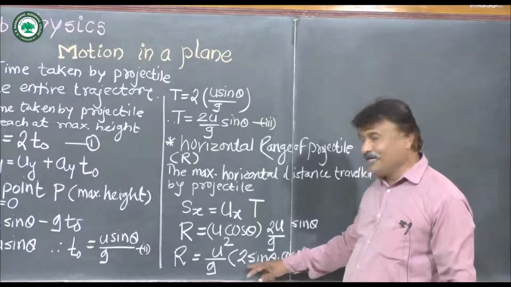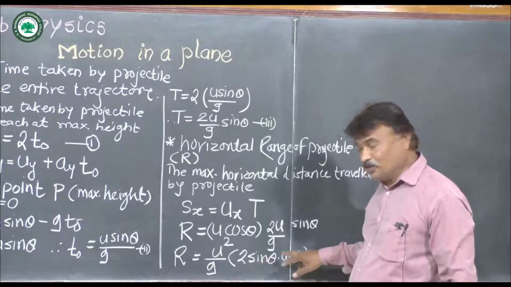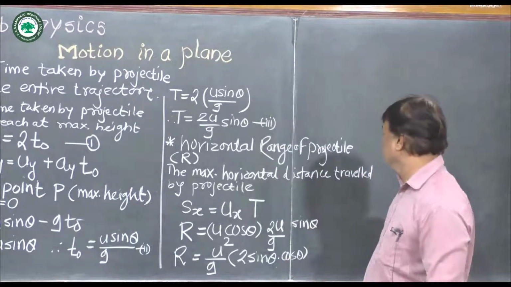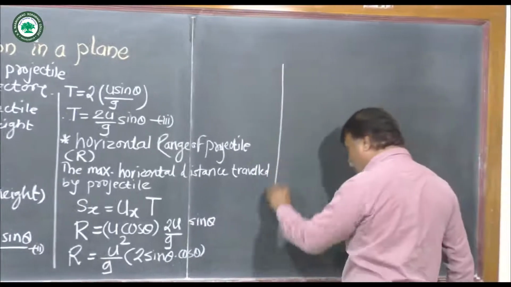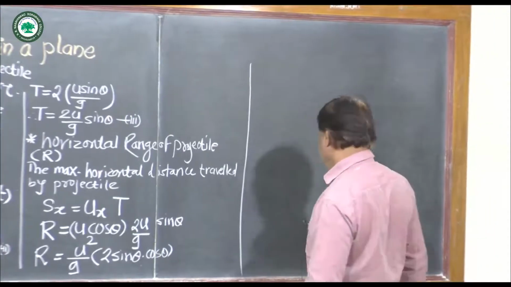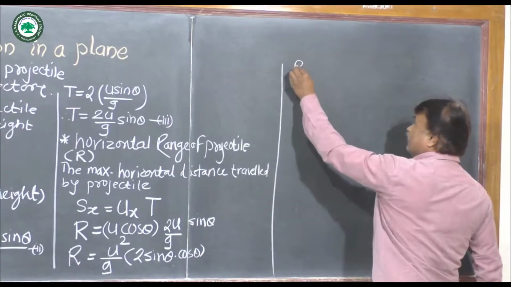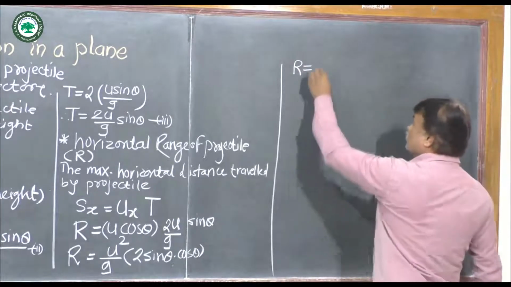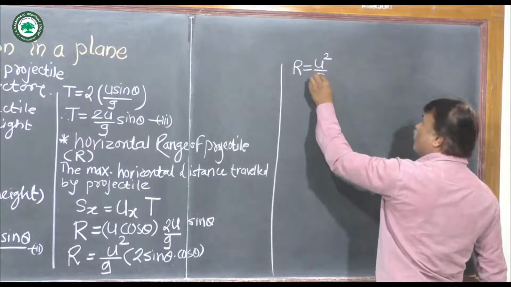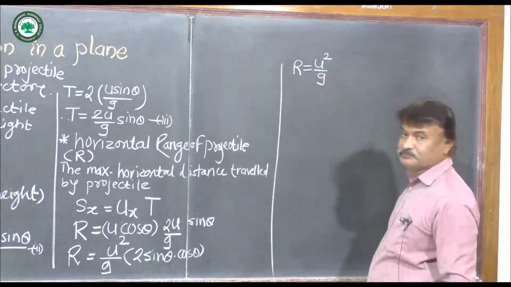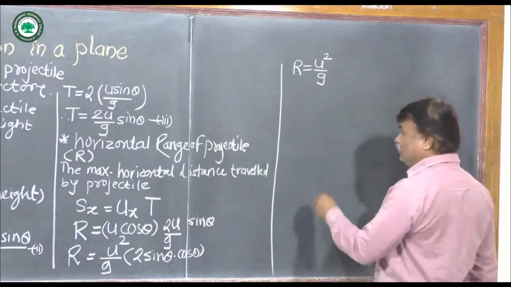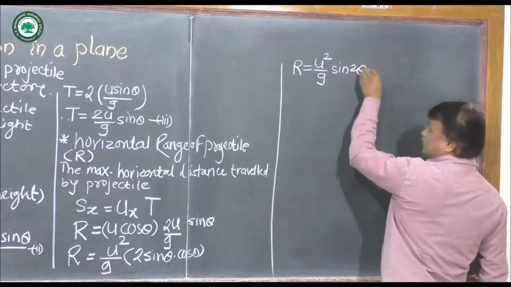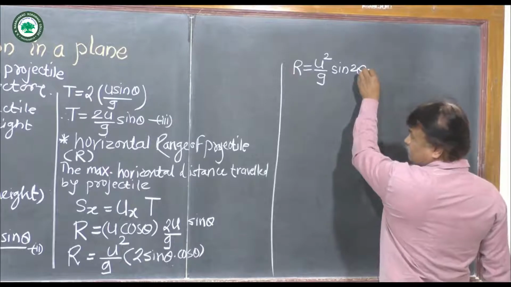Now we use a mathematical formula for this bracket. 2 sine theta into cos theta is equal to sine 2 theta. Therefore, we get range of projectile capital R is equal to u square upon g into sine 2 theta. This is equation 4.